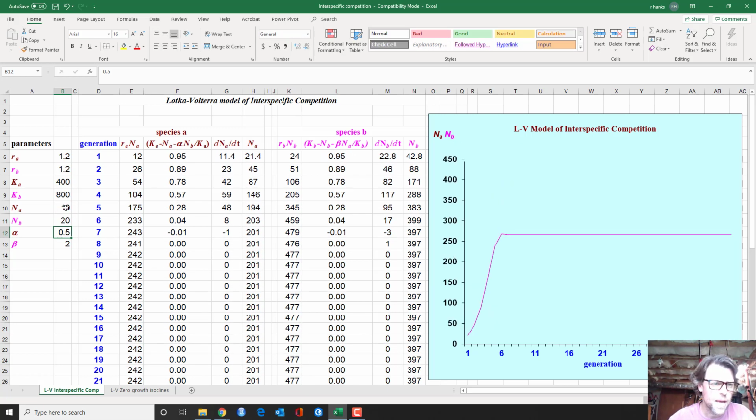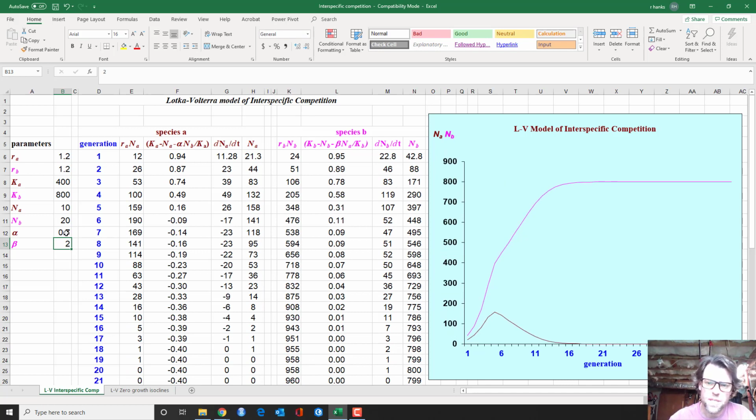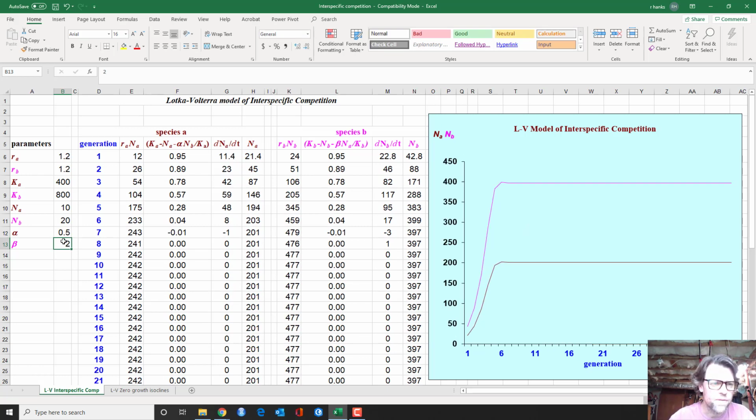And then lastly is the competition coefficient, and let's change the alpha to 0.7. You can see that we get a similar effect as when we were changing the carrying capacity earlier. You also notice that alpha and beta are inverses of one another. So alpha of 0.5 is the inverse of 2, or 1 over 2. So that's the competition model.